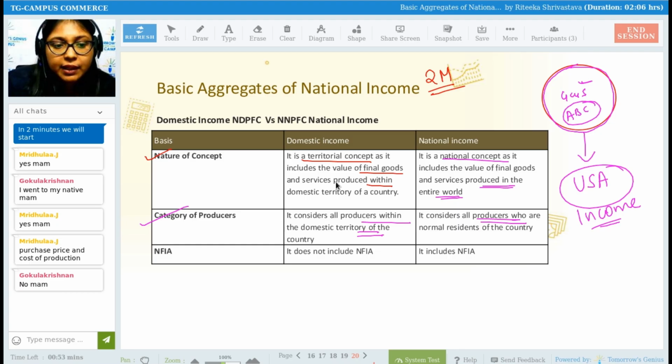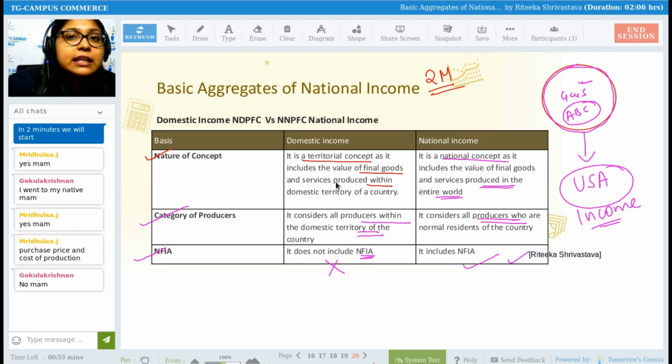NFIA, that is net factor income from abroad. Domestic income does not include any income coming from abroad, but national income will include incomes coming from abroad. As I said, when we do export, foreign money is coming into our country. Domestic income will not include that foreign money, but national income will definitely include it. Okay, so that is the basic difference between domestic income and national income.